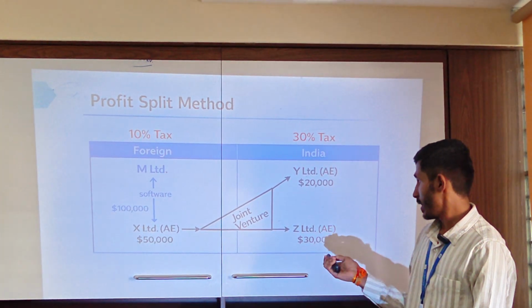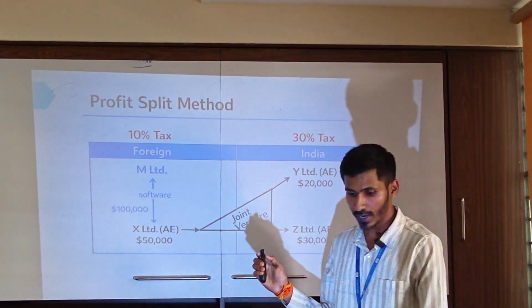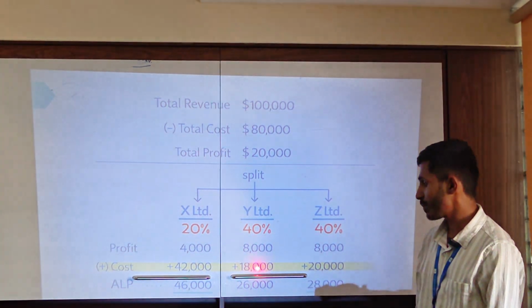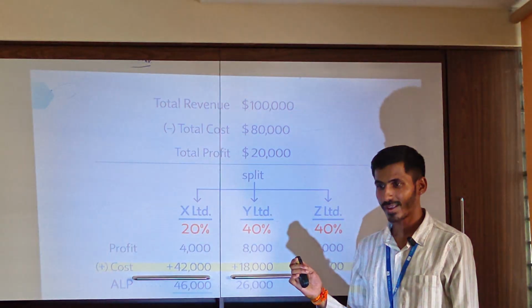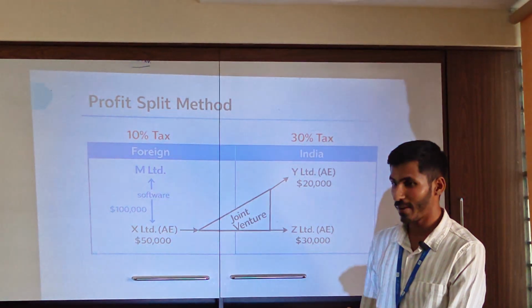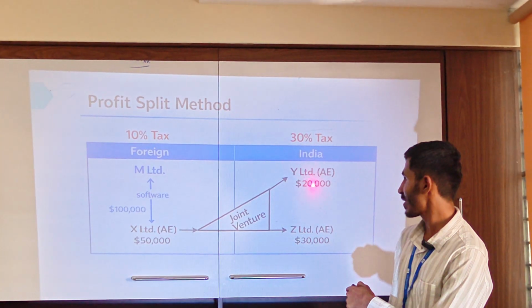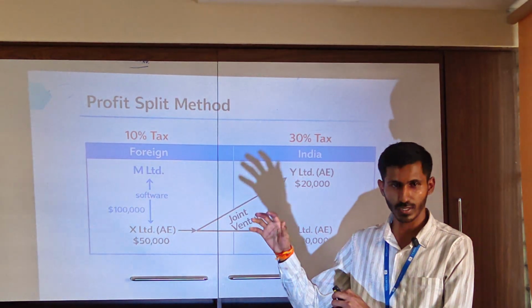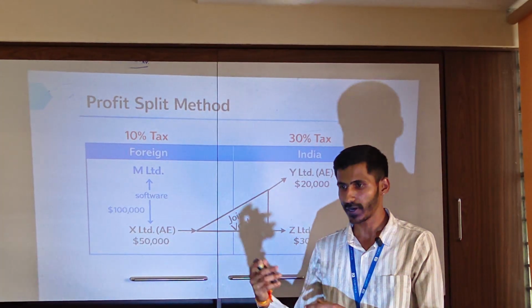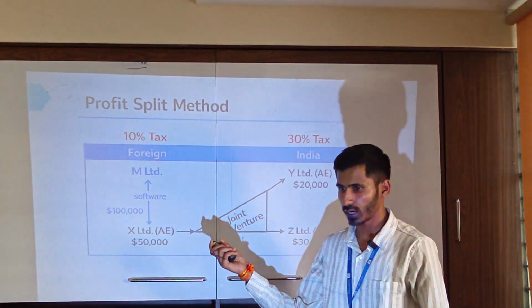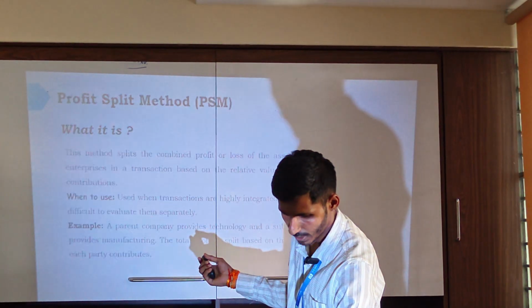Now the focus is on Y Limited. Y Limited has shown $20,000, but the actual arm length price is $26,000. Now tax authorities will look into the matter of Y Limited. They will add back $6,000 in the income of Y Limited. So this is how the profit split method works. First we will take the profit, split it and add back the cost. We will come to the arm length price and compare it with the transaction prices quoted.